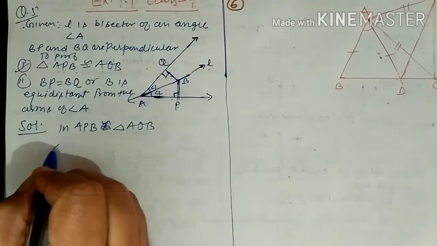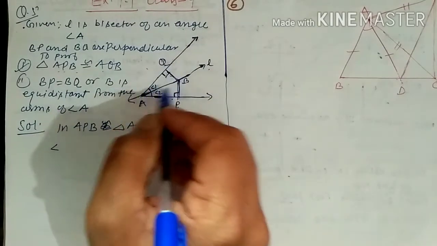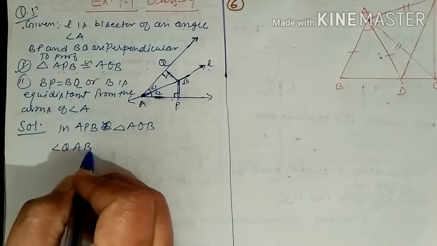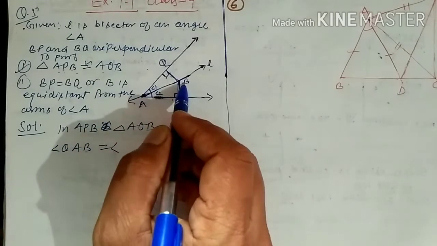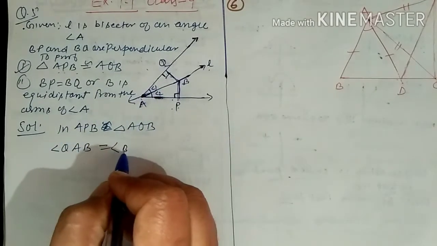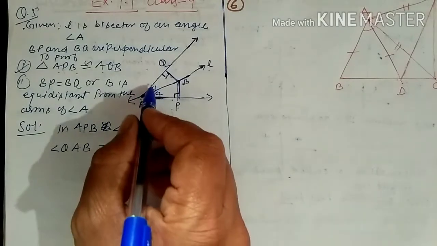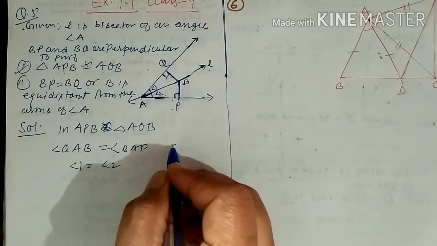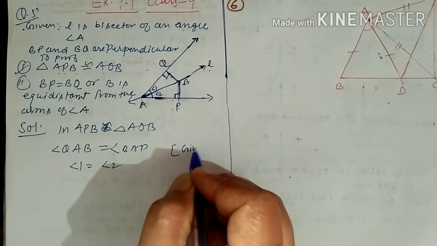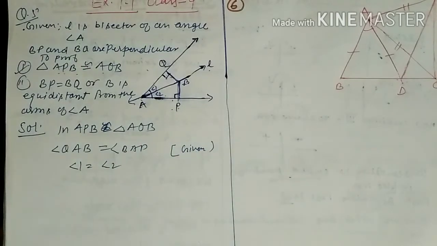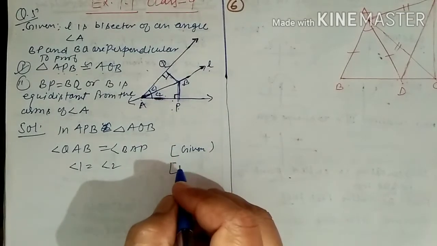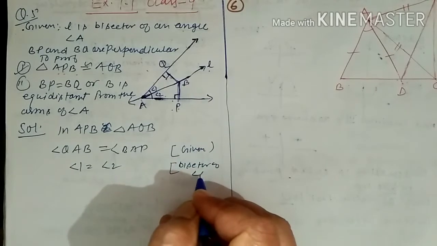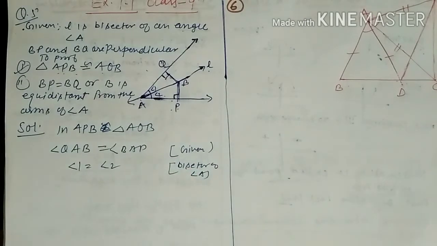Just look at that angle QAB is equal to angle BAP. So I have already marked them. Angle 1 is equal to angle 2. You must write the reason: given, or we can also say bisector of angle A. So bisector angles are equal.